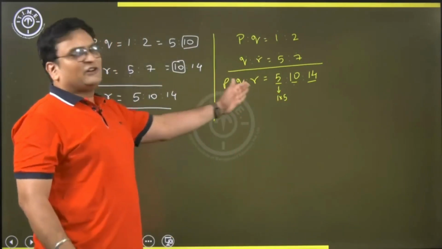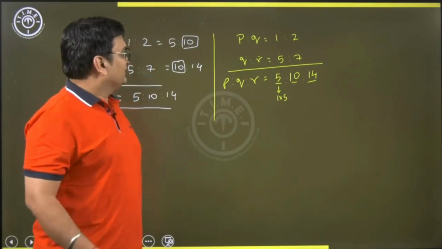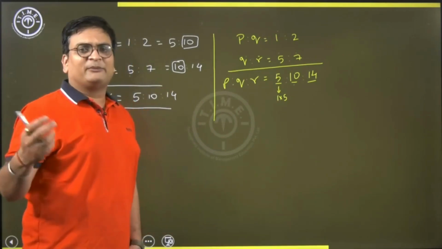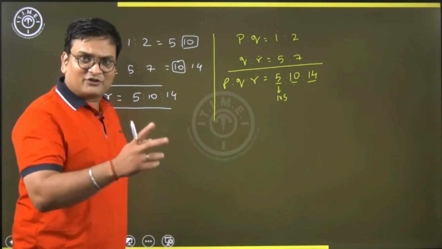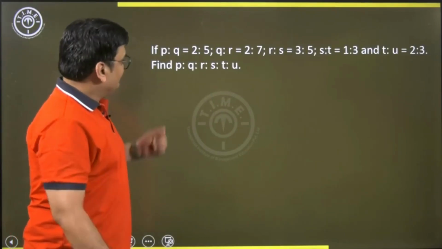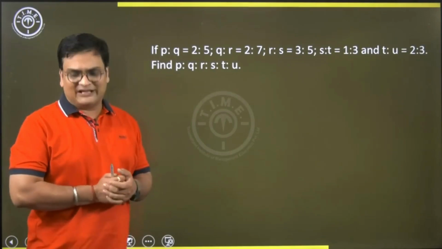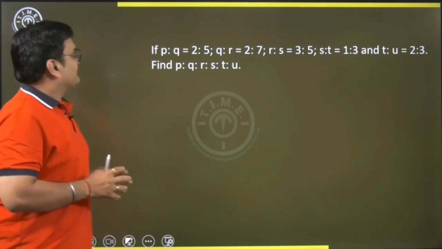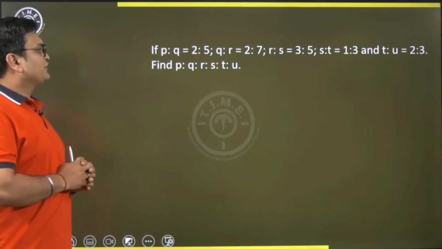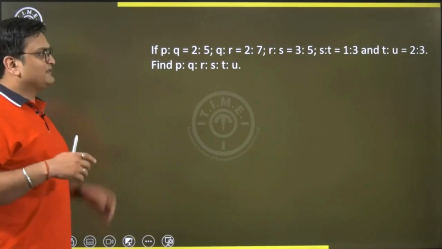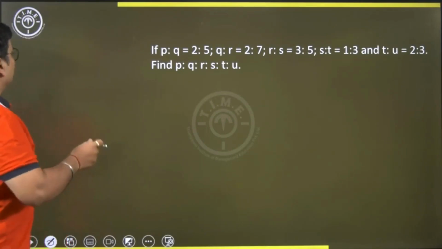So either this way or this way. There are two approaches that we can use for all our problems on merger of ratios. Let's try to use them in one of the example questions that we have here. If you look at this question, P is to Q, Q is to R, R is to S, S is to T, T is to U, values are given to us.